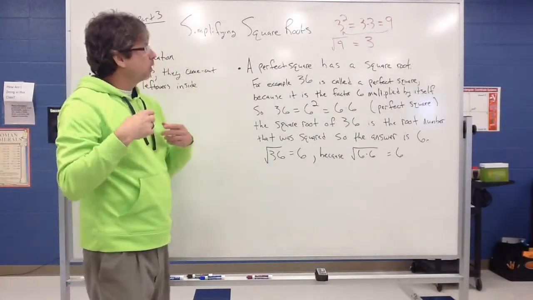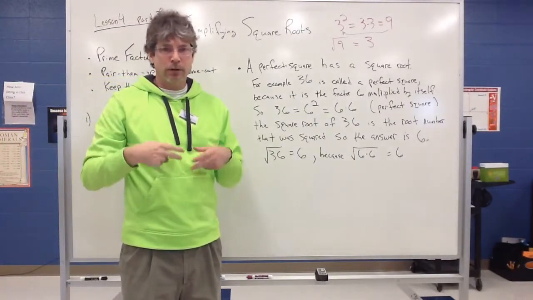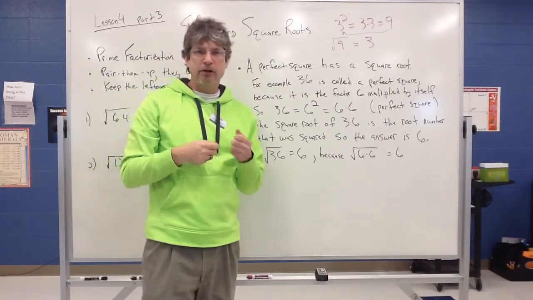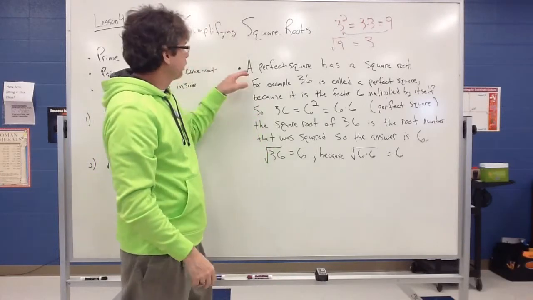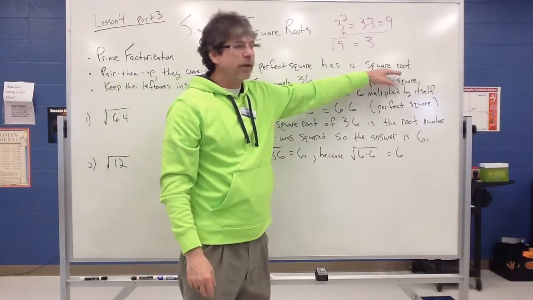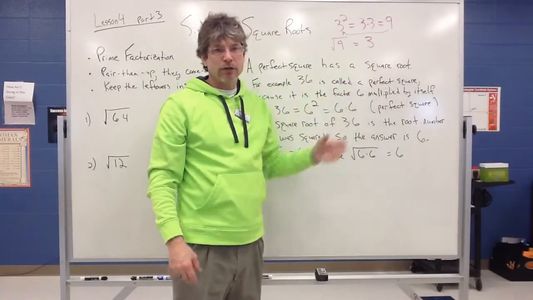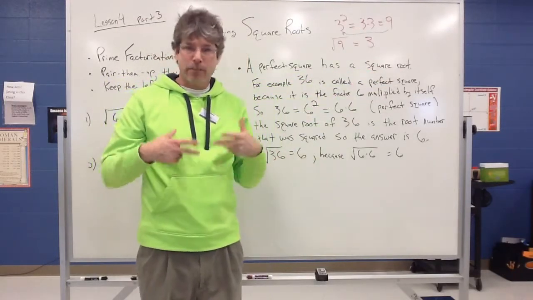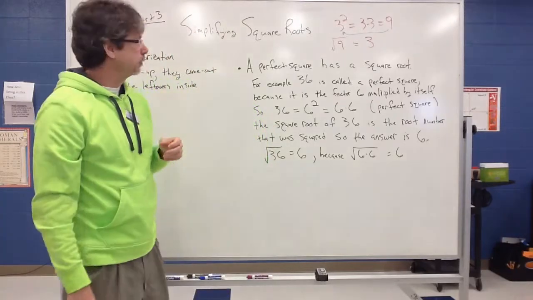So again, the only way you can take the square root of a number and get a whole number answer is that number has to be a perfect square. So a perfect square is something that's going to actually have a square root. If it's not a perfect square, it won't have an actual whole number answer.